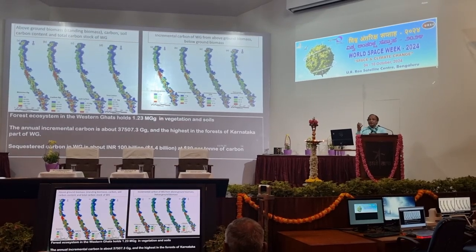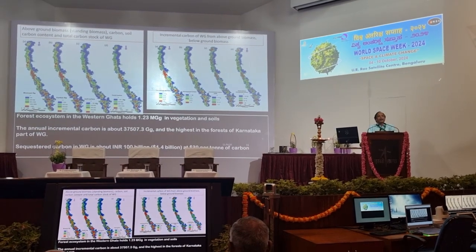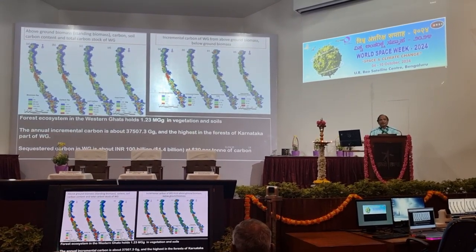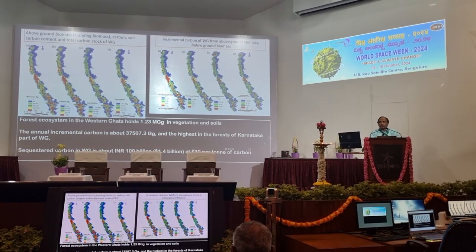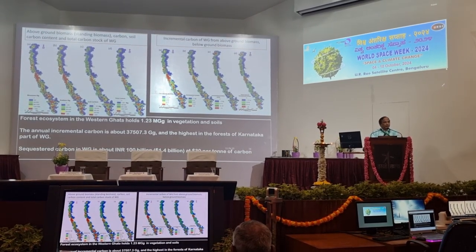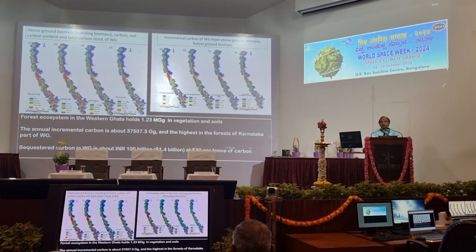You might say, what does this mean? 37,000 gigagram of carbon stored by the plants in Western Ghats is equivalent to the emission that happens in cities like Trivandrum, Cochin, Mangalore, etc. That means nature is doing some balance. That's why we should not degrade the ecosystem.